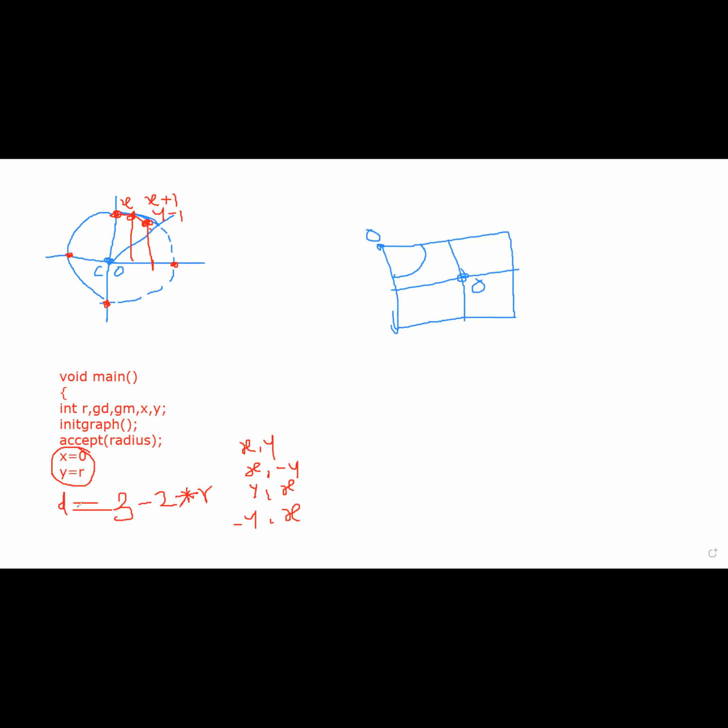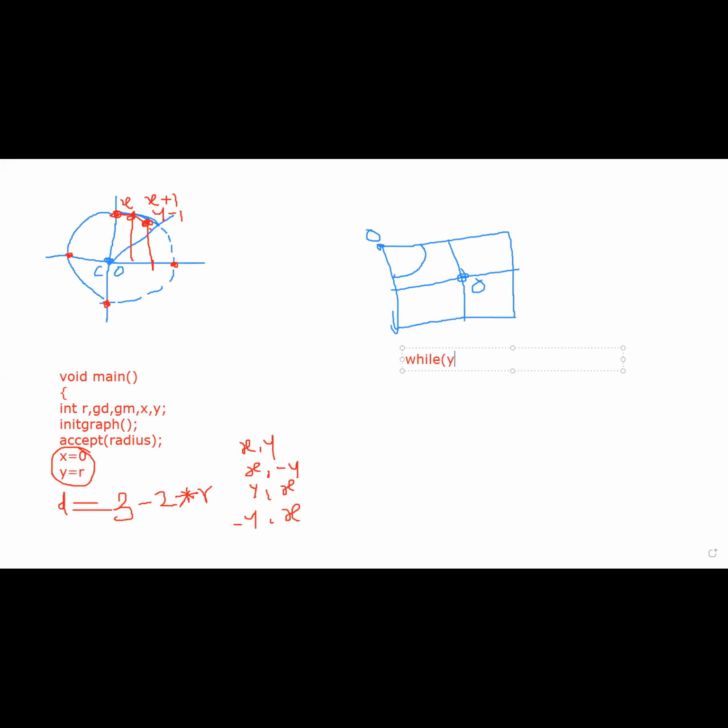Based on this d value, we will be moving either horizontally or downwards. This much we have already seen in the lecture, how this value is accepted and how to change this d value appropriately. So we have the while loop. In the while loop, which condition are we checking?